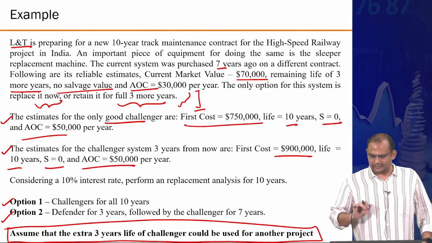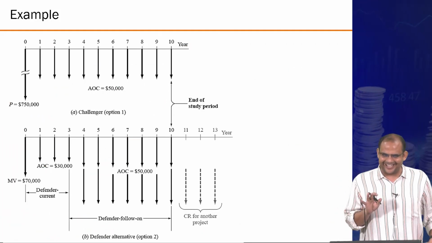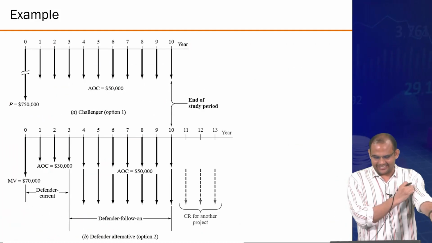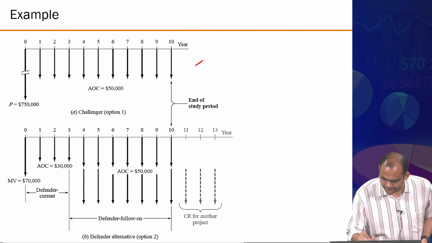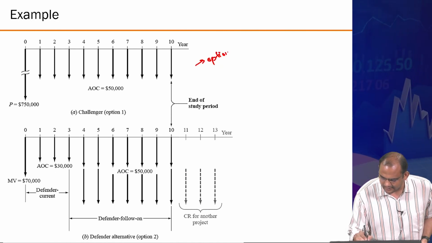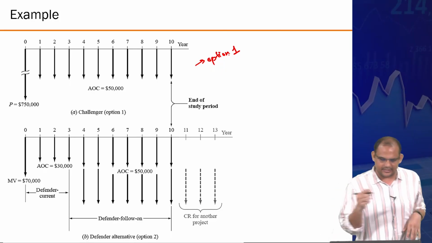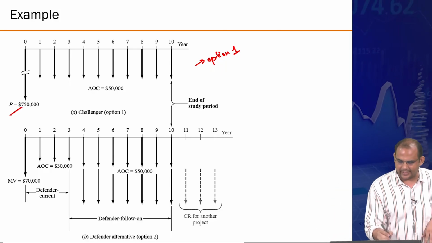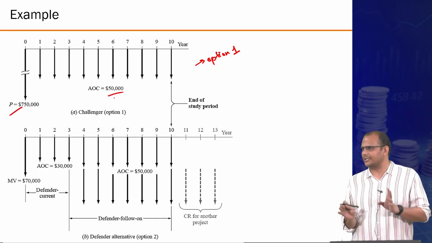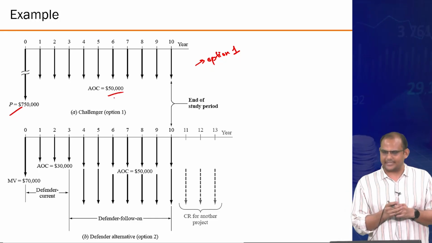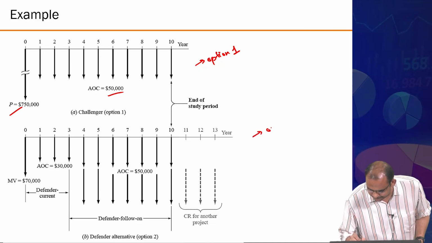Okay. No stories. Come back to the analysis. So, this is your option 1's cash flow. You are replacing the Defender right now, 10 years straight away with the Challenger. You are purchasing it for 750, annual operating cost 50,000, clearly given to you. Okay, pretty simple. Option 2.